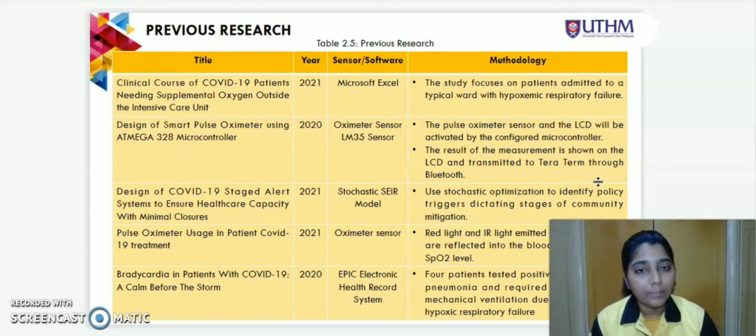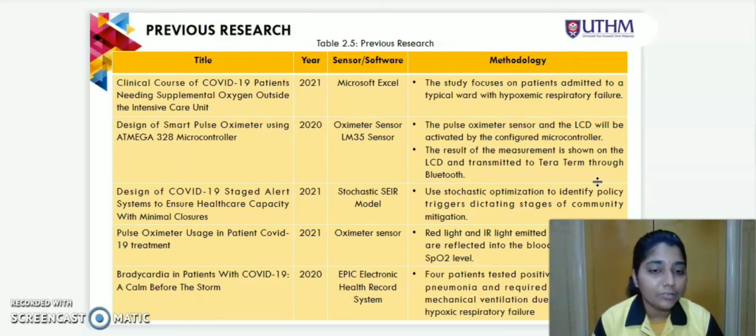So here, the methodology is a finger is placed in a pulse oximeter to measure the oxygen saturation. The red light and the infrared light emitted from the oximeter are then reflected onto the blood to measure the SpO2 level. And the last research is the bradycardia in patient with COVID-19. And here they have used the EPIC electronic health record system. And the methodology for this research is the 4 patients that have been tested for COVID-19 pneumonia require intubation and mechanical ventilation due to severe acute hypoxemic respiratory failure.